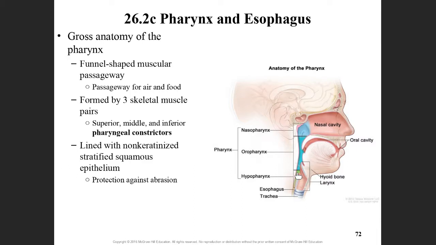This funnel-shaped muscular tube is the passageway for both air and food. And we have a muscular wall around this part. These muscles can contract, and by their contraction, they can propel the food into the inferior part of our GI tract. The pharynx is lined by non-keratinized stratified squamous epithelium, and this epithelium can protect it against different abrasions.